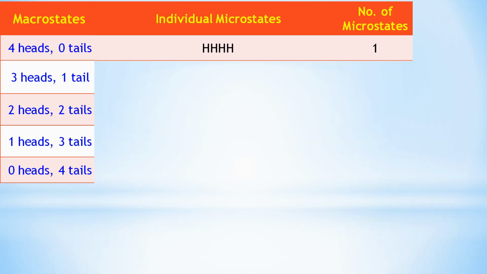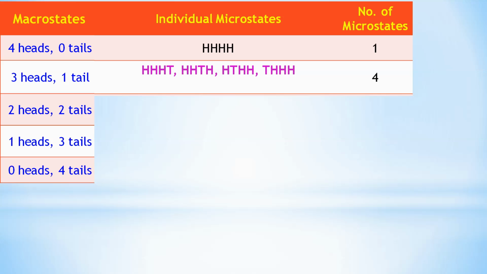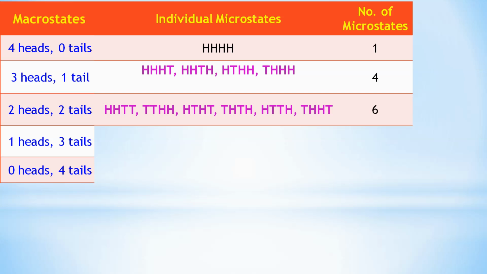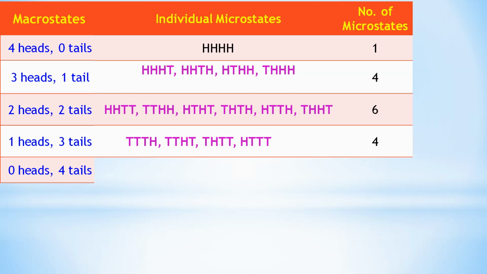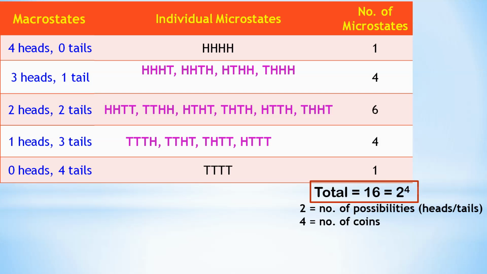In the first case, there is only one possibility of arranging 4 heads, so there will be only one microstate. In the second case, there are 4 possible ways of getting 3 heads and 1 tails as shown. The third case will have the maximum number of microstates as shown. Similarly, there will be 4 microstates for 1 heads and 3 tails, and finally there is only one microstate for all 4 tails. The total number of microstates, 16, is given by 2 raised to the power 4. 2 represents the number of possibilities, heads or tails, and 4 represents the number of coins.